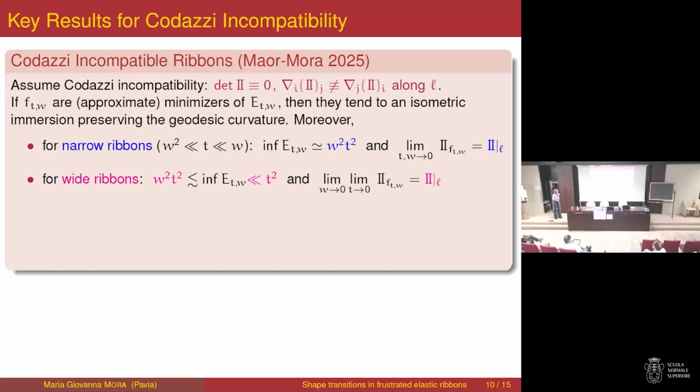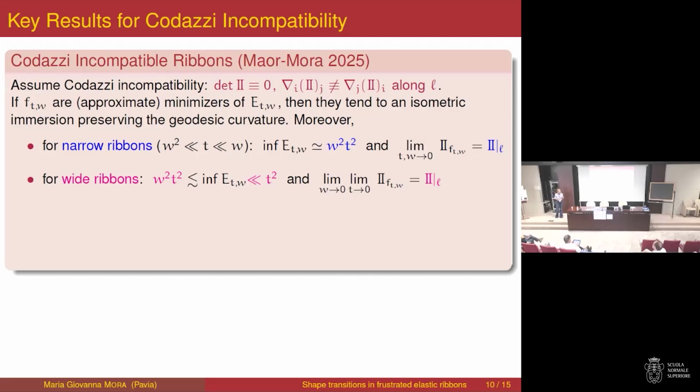So for wide ribbons, the result is less precise. So first of all, we do not have a universal scaling for the minimal energy, but this somehow was expected because I showed you in the experiments that the scaling could be different from geometry to geometry, so we cannot expect to have a universal scaling. This is not surprising. What is surprising, if you want, is that even for wide ribbons, we can show that the second fundamental forms still converge to the target curvature.